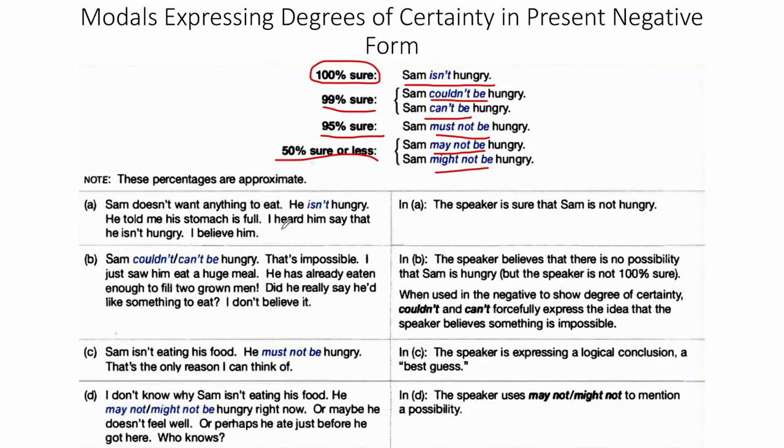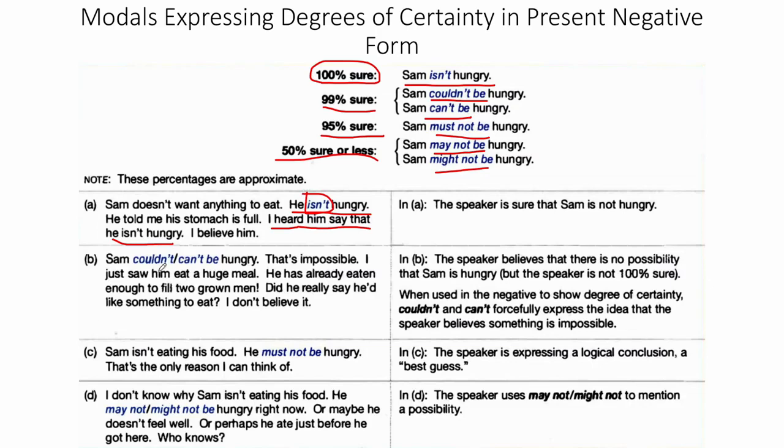I believe him. Now, in this sentence, there is a very strong proof that he isn't hungry. I heard him say that he isn't hungry, and that's why I am very much sure about the fact that he isn't hungry. So that's why I use the verb is with the negation, because I am very much sure. I heard him say that, so I am 100% sure. There is no doubt about it.